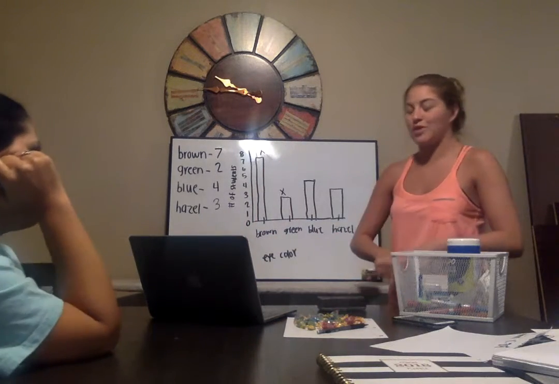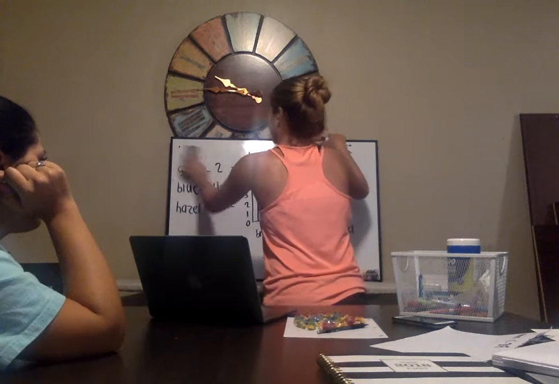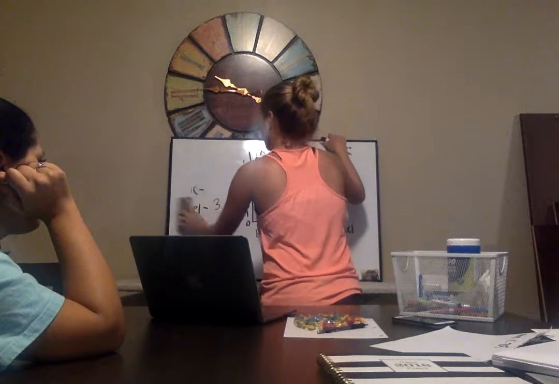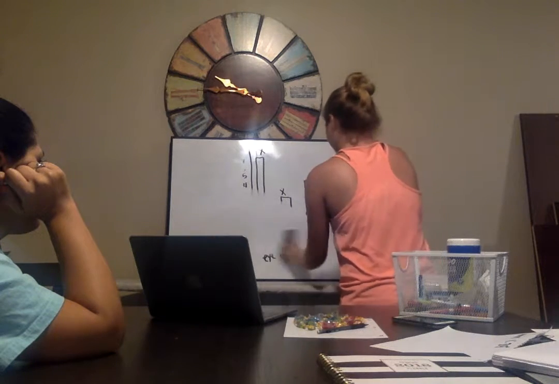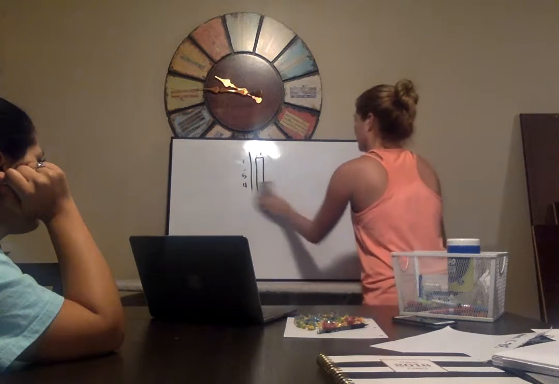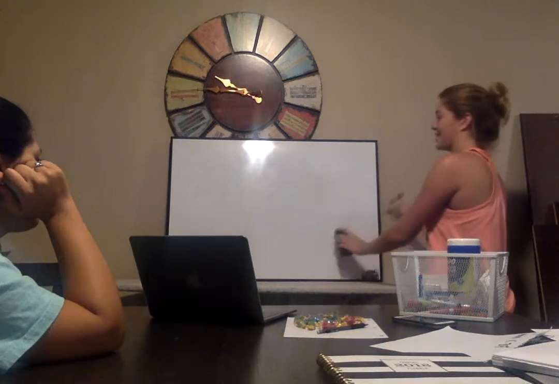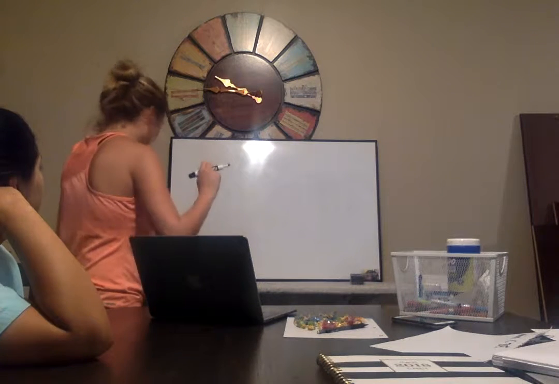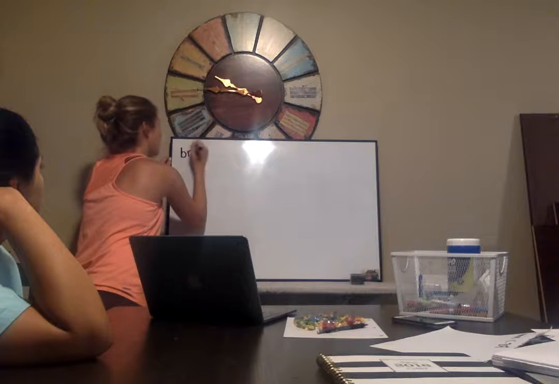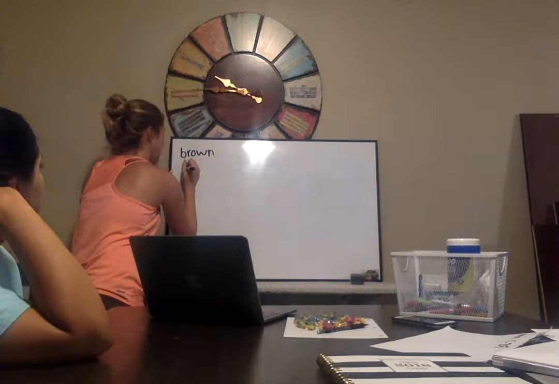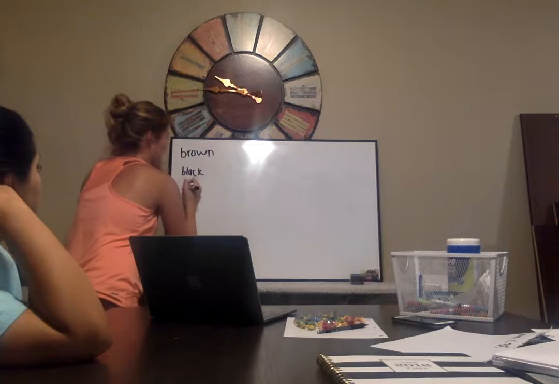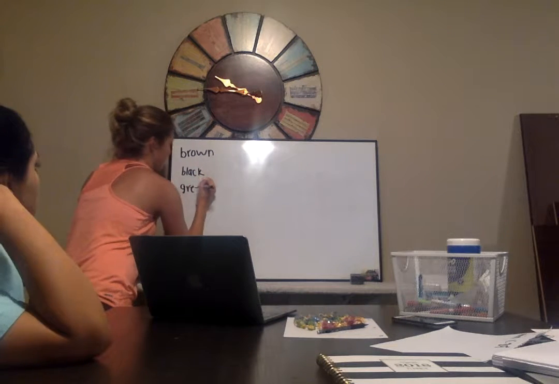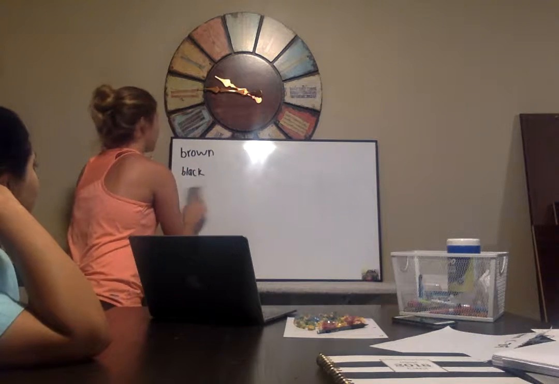Next, we are going to do another example. I am going to draw a graph. First, we'll start with collecting data. So let's collect data. Let's go back to hair color. So first, we'll do brown. Then we'll do black hair color. Then we'll do green. Wait, sorry. Blonde and red.